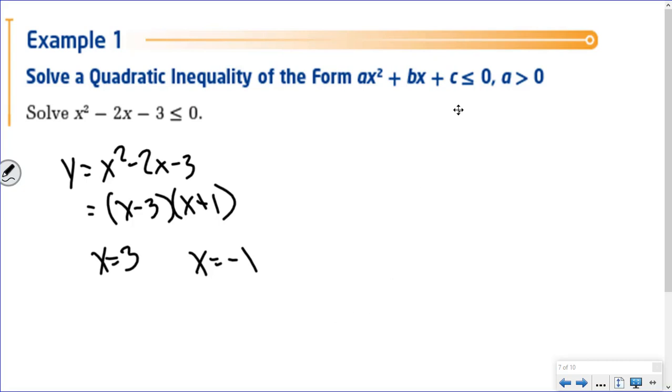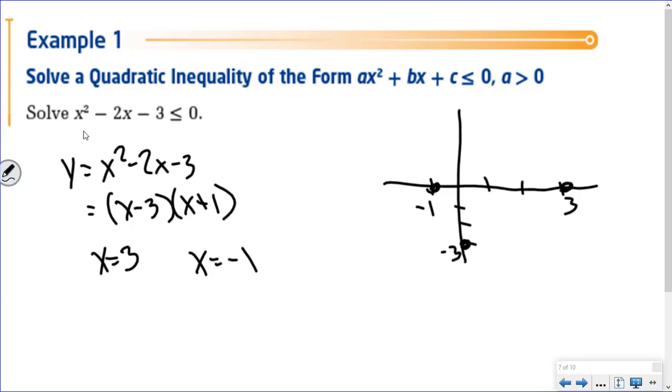So let's graph it just to take a look at what this is going to look like. We have an x-intercept at -1 and an x-intercept at 3. We have a y-intercept here at -3. We know that this graph opens up because the a value was positive, so it makes sense that our graph would go down like this.